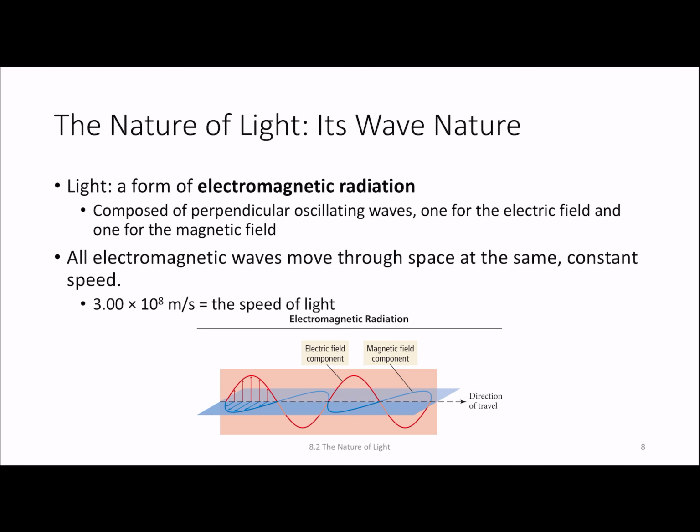So in order to get that, we need to talk about light. And the first way we're going to talk about light is in its wave nature. So in order to do that, we're just going to talk about different properties of waves and light. But first, what is light? So light's a form of electromagnetic or EM radiation. And EM radiation is just composed of two perpendicular oscillating waves. One has an electric field and the other has a magnetic field. And all EM waves will move through space at the same constant speed, the speed of light, which is 3 times 10 to the 8 meters per second.